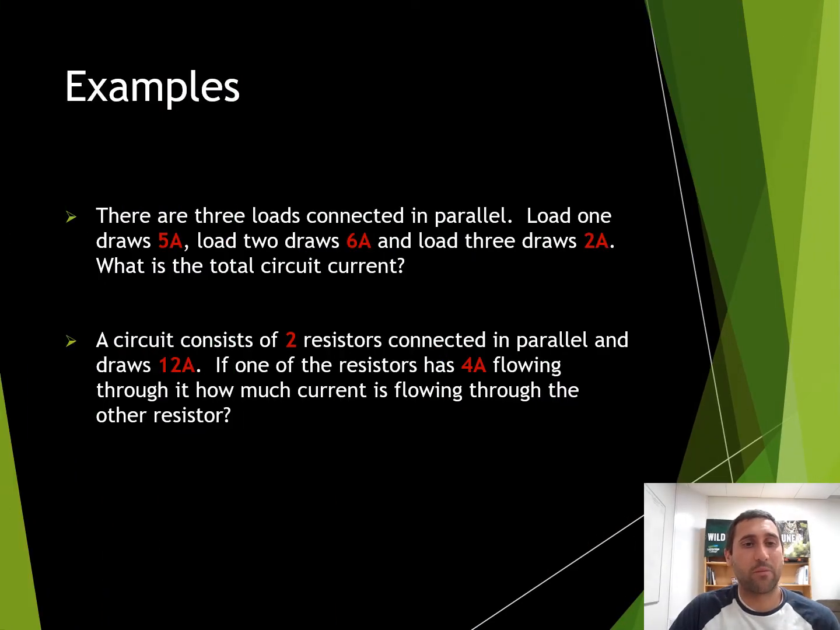So let's get into some examples. We've got 3 loads connected in parallel. Load 1 draws 5 amps, load 2 draws 6 amps, and load 3 draws 2 amps. What is the total circuit current?